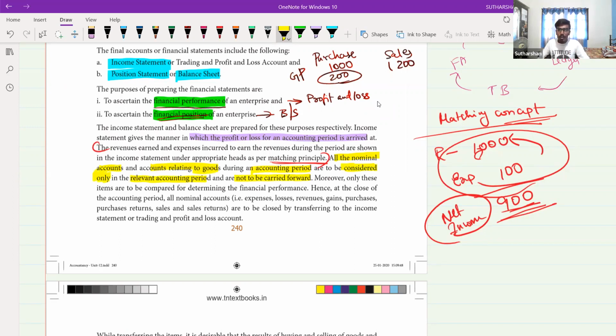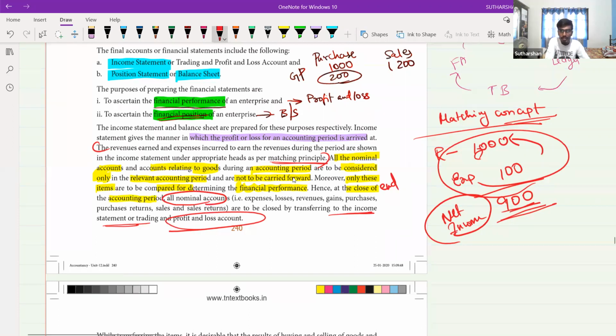Moreover, only these items are to be compared for determining the financial performance. If I am talking about financial performance or profitability, I am only speaking about the profit and loss account. Hence, at the close of the accounting period, all the nominal accounts, that is expenses, incomes, losses and gains, all four will be transferred to the income statement or trading and profit and loss account. All the nominal account balances will be transferred.